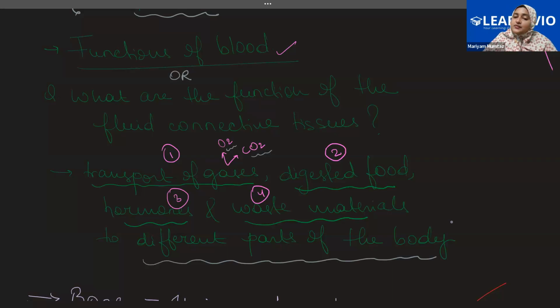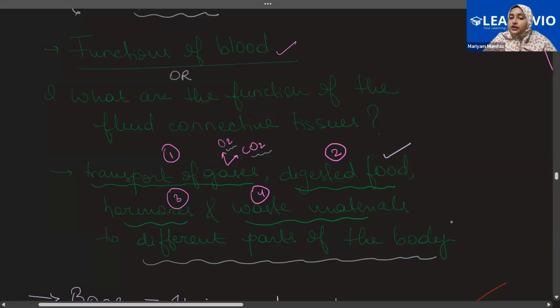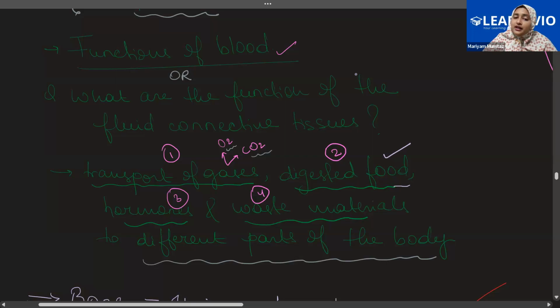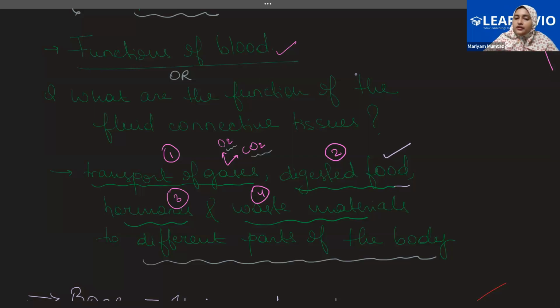Apart from that, transportation of digestive food. You people know that after the food gets digested, the energy or the nutrients from that food get received by the blood, and then the blood transports it to the whole entire body wherever the energy is required. So that is the second function, which is transportation of digested food.